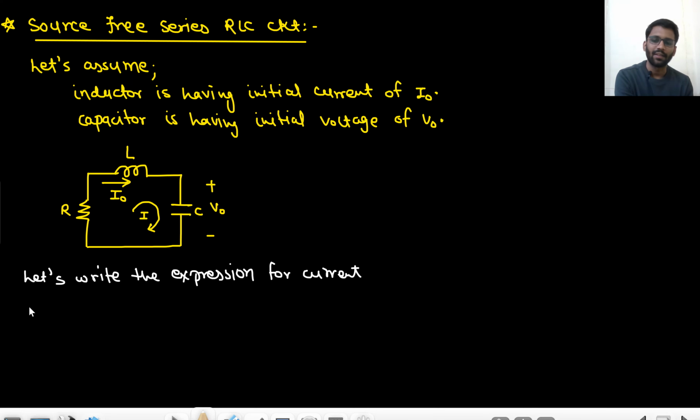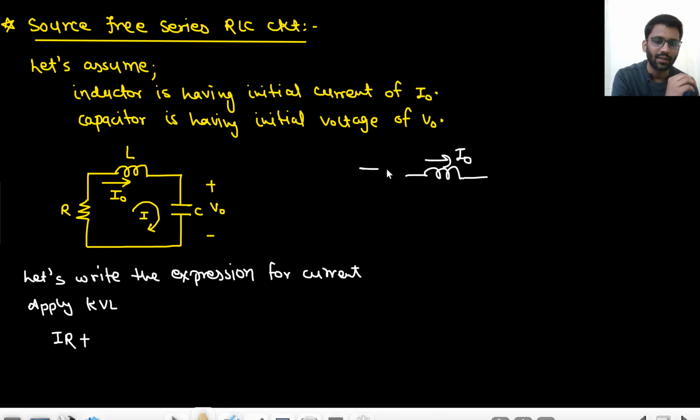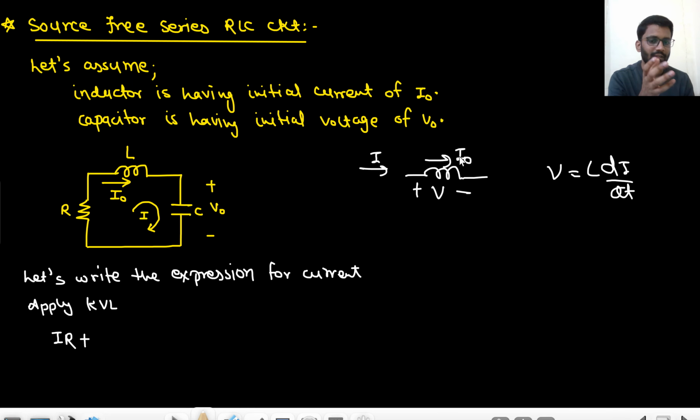So what we are doing, apply KVL. If you are writing the voltage, there is no meaning of initial current. This is an inductor which has an initial current of I naught, and the current flowing through it is I. You need to write down the voltage V. What will be the voltage V? That will be L di by dt. The initial current will not come into action when writing the voltage, because it is a constant. Let's assume the current has two components, I1 plus I naught. L di by dt, and the differentiation of the constant is 0.